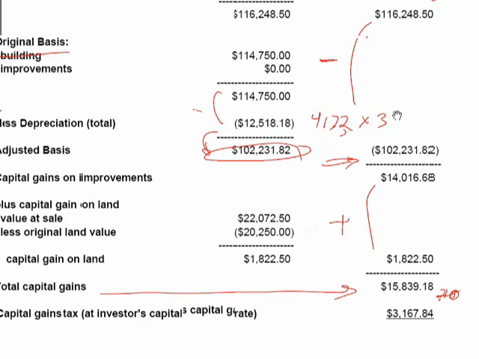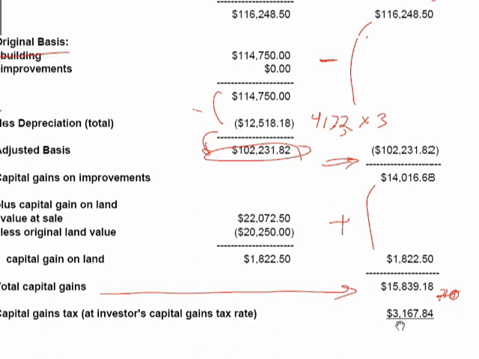And our capital gains tax rate was 20%. So 20% of $15,839, that's $3,167.84. So at the time of sale, we have to write a check to the government in the form of capital gains tax, or when we pay our taxes, for $3,167. That's our capital gains tax at the investor's capital gains tax rate.